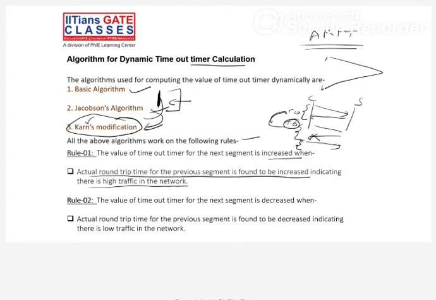So in TCP, this timeout is dynamic. It's not static. In the data link layer, the timeout is always static, 2 into RTT. It's fixed in the data link layer, but not in TCP. So dynamically we calculate it depending upon how much traffic there is, right? So some algorithms are there. On the basis of the algorithm, we calculate the timer.